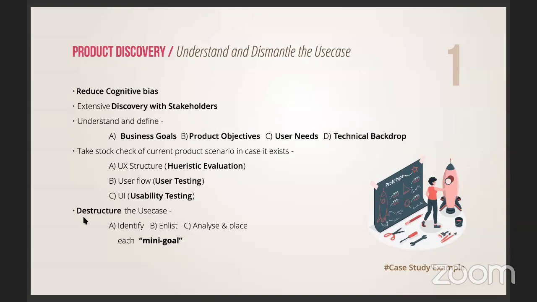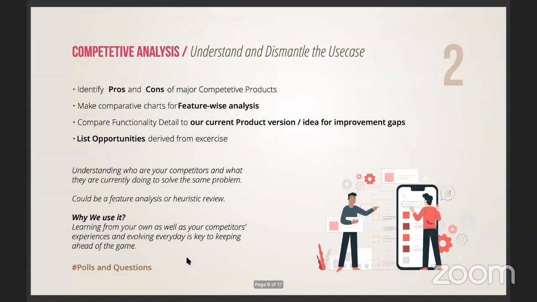So next would be to destructure the use case completely. When it comes to destructuring the use case, you would have been given a brief from the stakeholder as to this is the thing that we need to do. So you need to identify that objective, enlist the different goals within that particular sentence and break it down into tiny mini goals, and analyze each and every aspect of that separate goal. I will give you an example at this point.